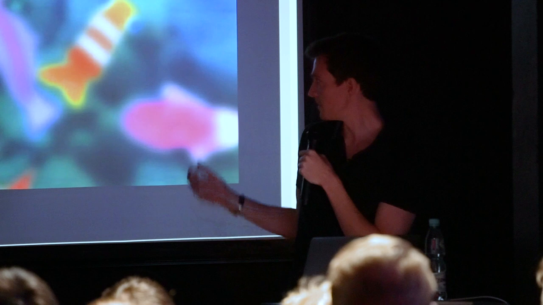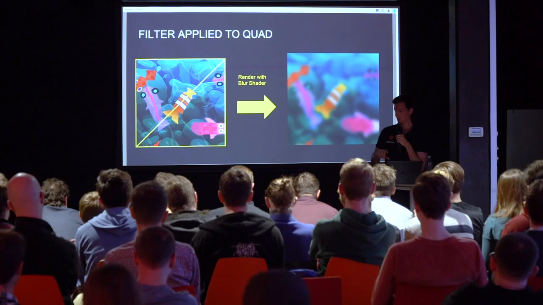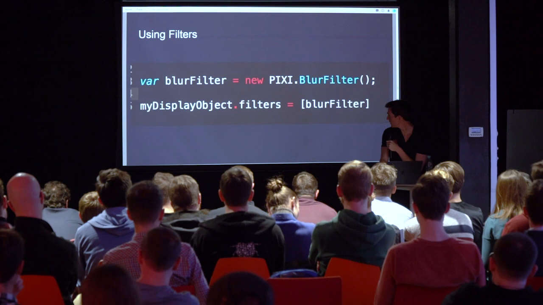But we wanted the filter system in Pixi to be a bit like the way it was in Flash. So basically any container in Pixi, you can just go, its filters are this. So, filters equals, here's a blur filter. Oh, cool. Yeah. So this is how you apply a filter in Pixi. You just create one, and then you set it, and you can give it an array of filters.